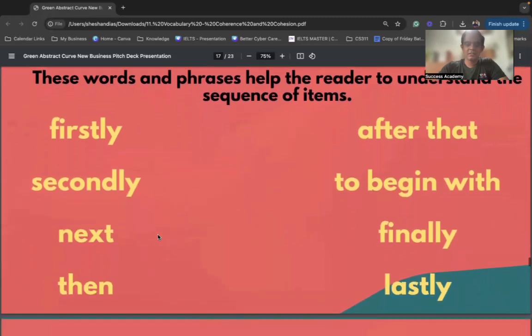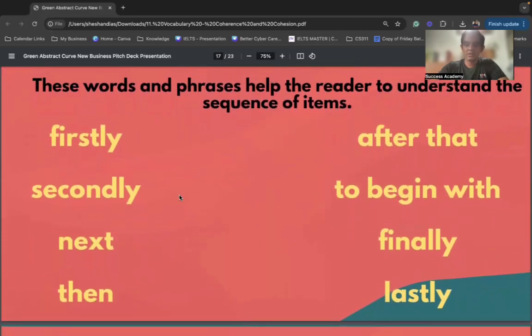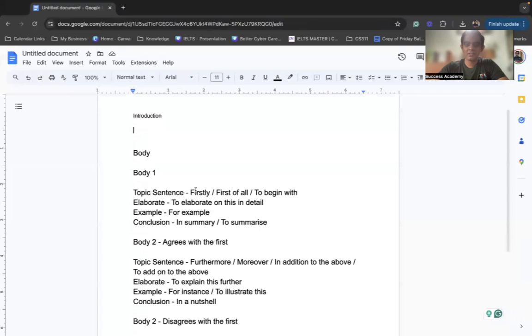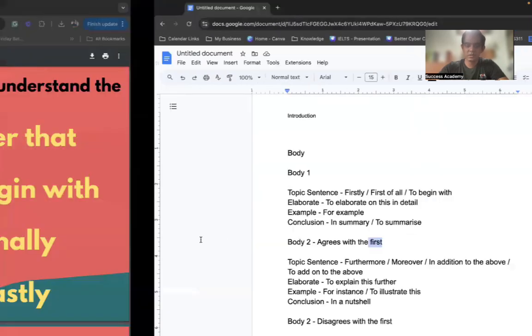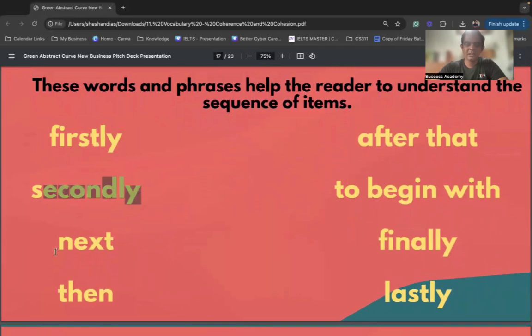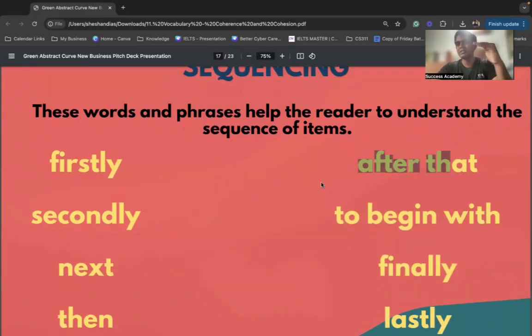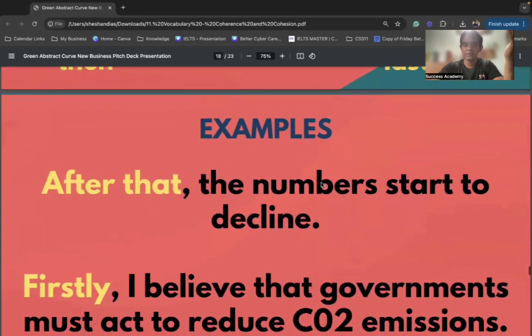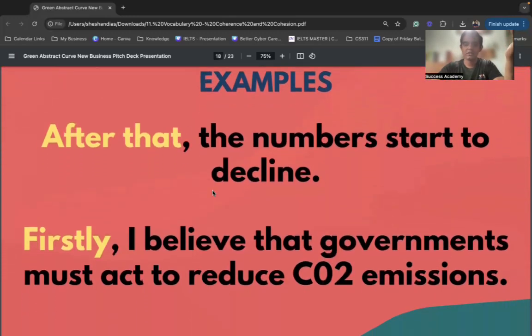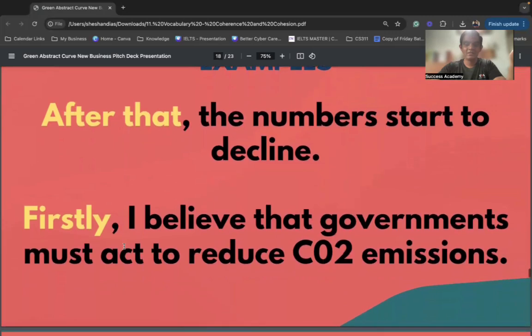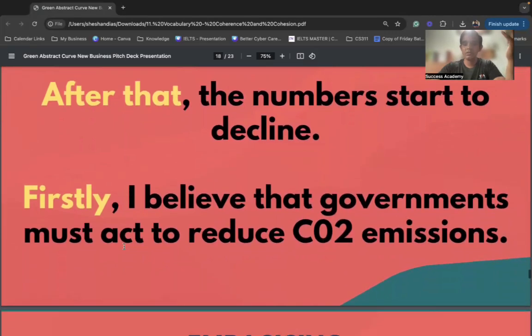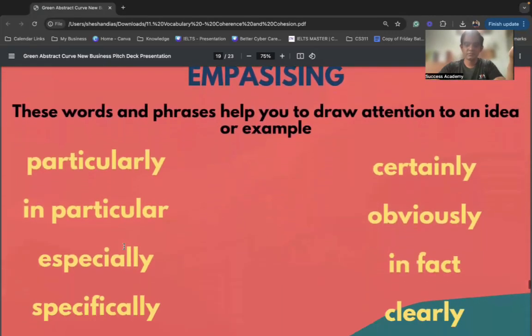Sequences and such, guys, again is very important, and like I said, it's mandatory. So firstly, here you can actually say secondly if you're agreeing with the first one. All right, so firstly, secondly, next, then, lastly, finally, to begin with, after that. These words are also important to show a sequence in what you're writing. After that the numbers start to decline. Firstly, I believe that governments must act to reduce CO2 emissions.